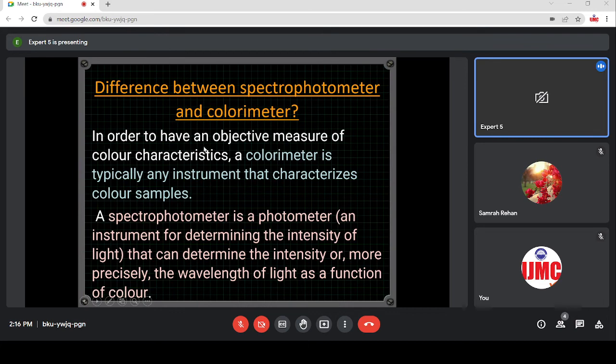In order to have an objective measure of color characteristics, colorimeter is used only for colored samples. A spectrophotometer is a photometer instrument for detecting the intensity of light that can determine the intensity or, more precisely, the wavelength of light as a function of color.